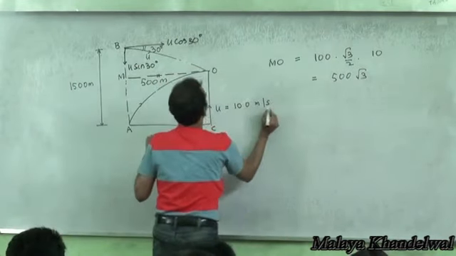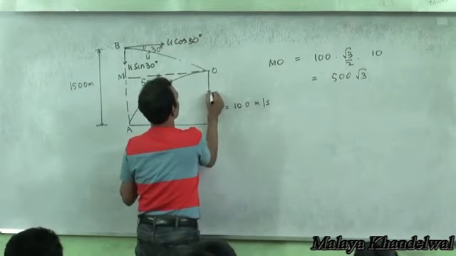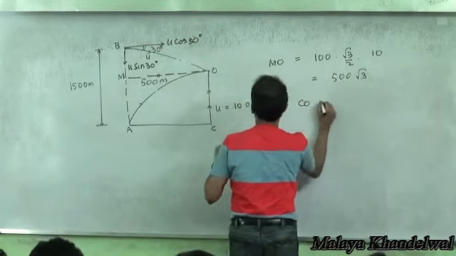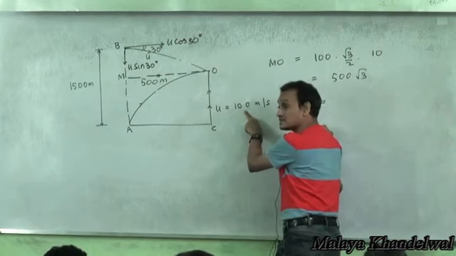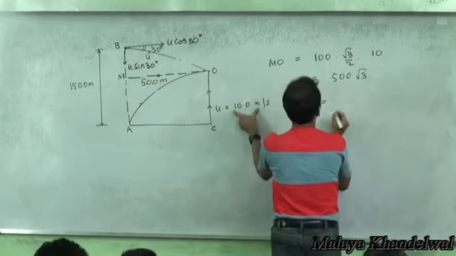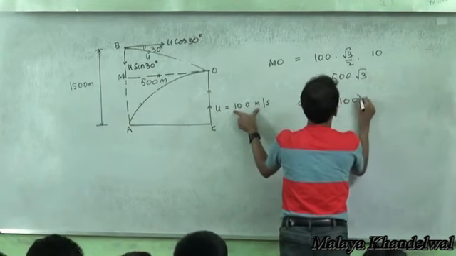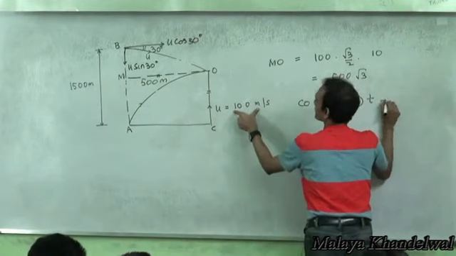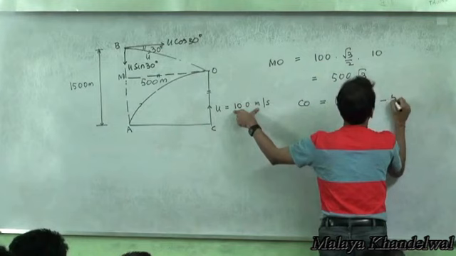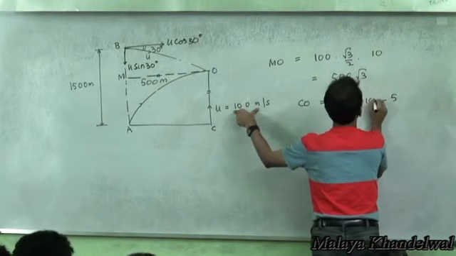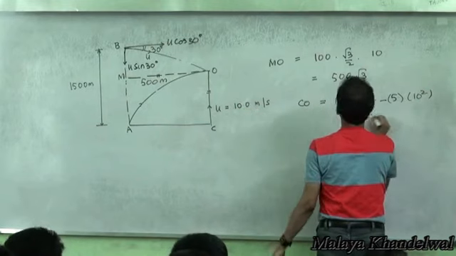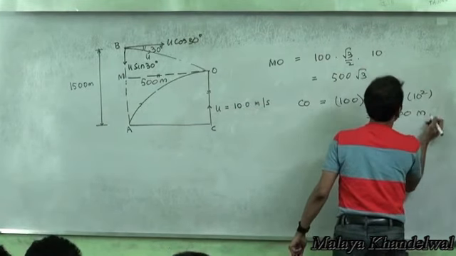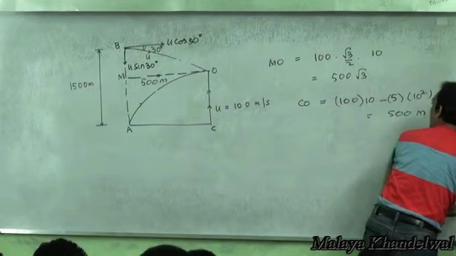The vertical displacement of C, CO, is u initially upwards for 10 seconds and g downwards. So that makes it 100 into 10 minus 5 into 10 squared. So that makes it 500 meters. CO then is 500 meters, yes or no?